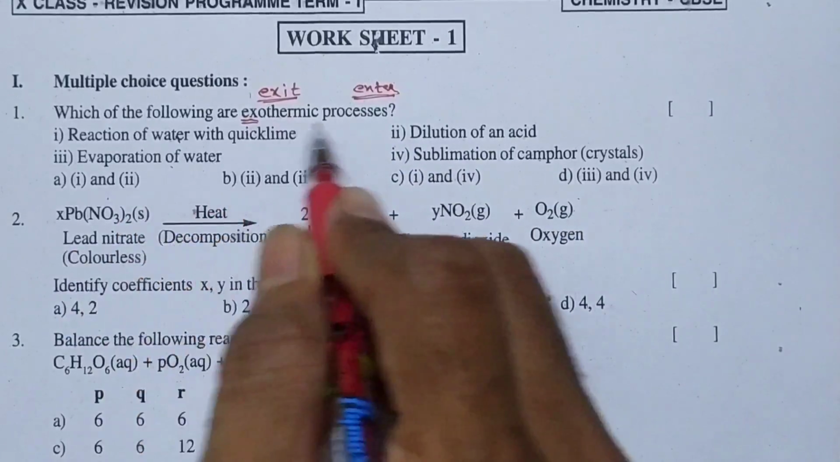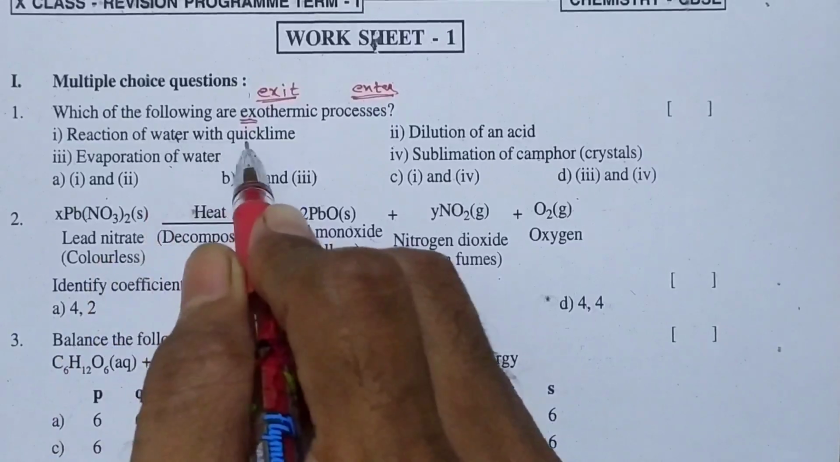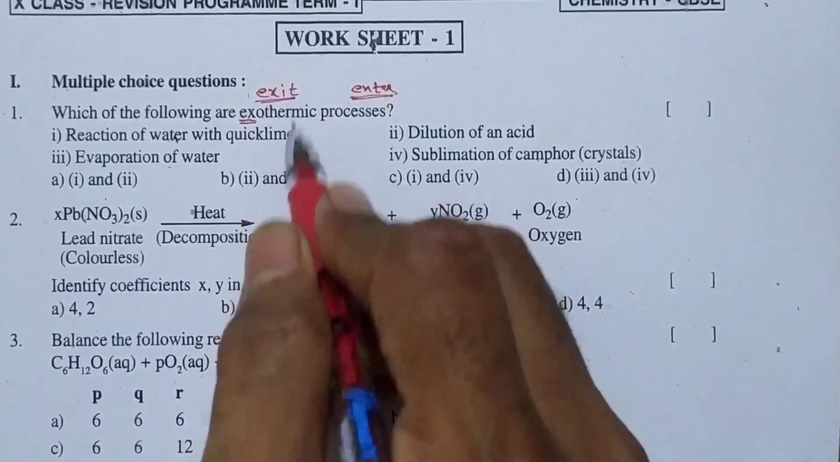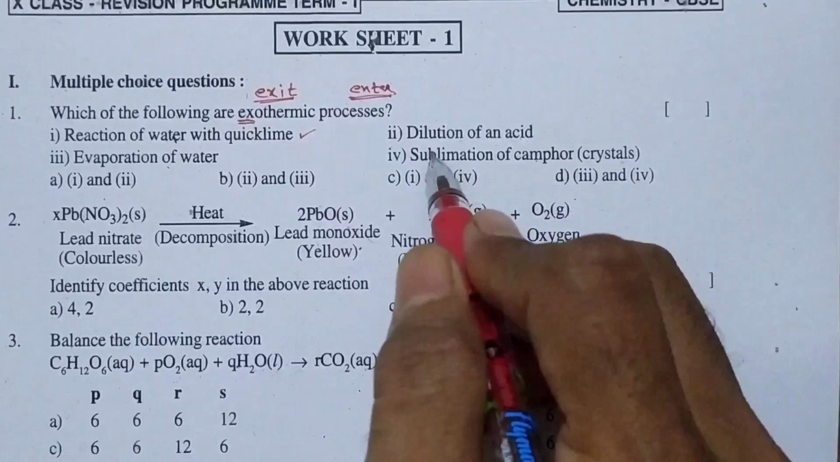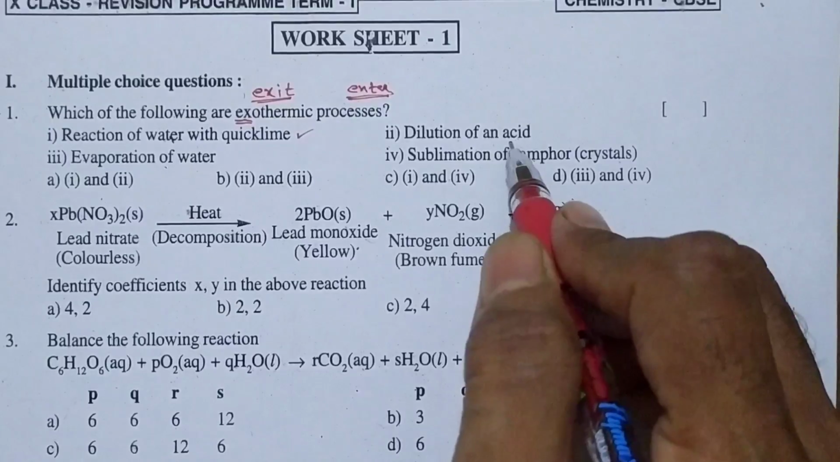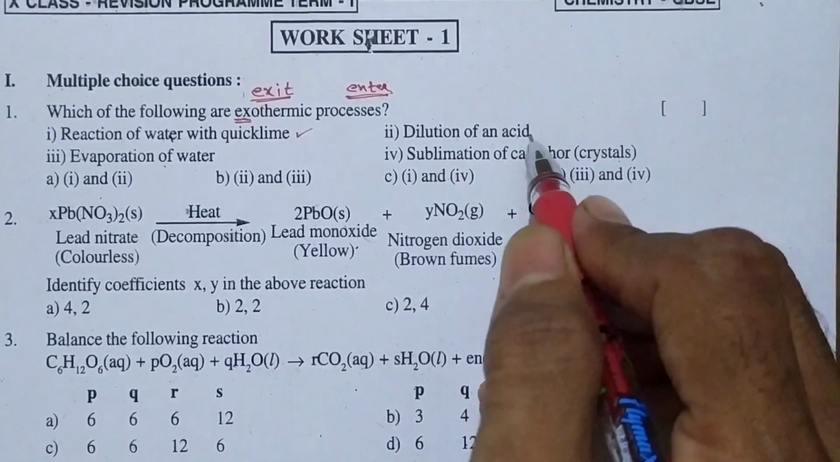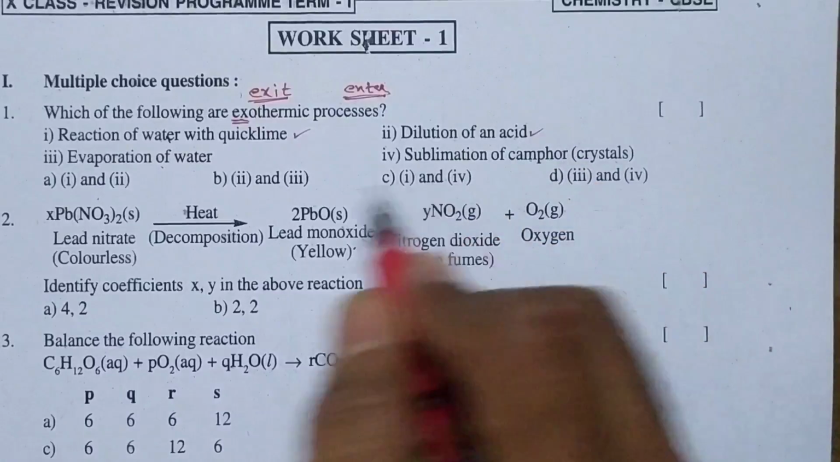Which of the following are exothermic? Reaction of water with quicklime. When water is added to quicklime, heat will come out, so this is exothermic. And dilution of an acid. When acid is added to water, heat will be given out, so this is also exothermic.